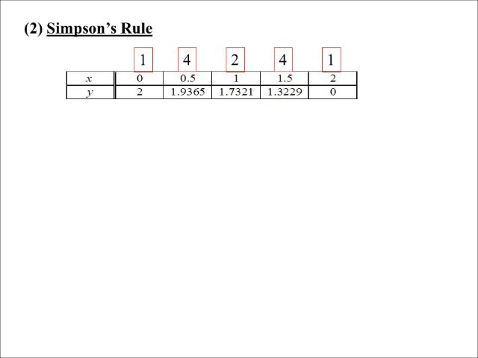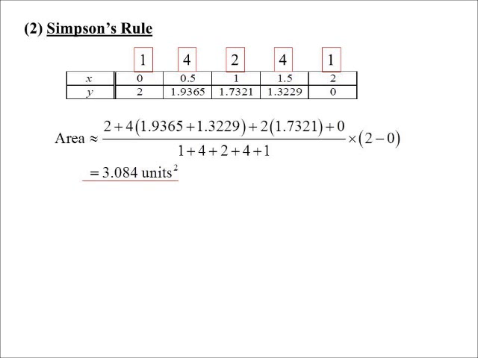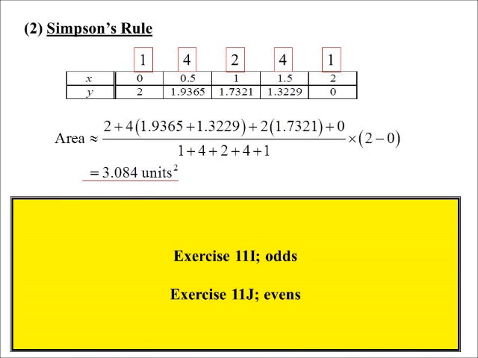So there's our table of values. So this one, on the top, I'd go 1 times the end ones, 4 times and 2 times the middle one, and on the bottom, mirror the 1, 4, 2, 4, 1, multiply it by B minus A. And it comes up with, obviously, the right answer. So 11I and J, which I assume one's on trapezoidal and one's on Simpson's, is what it is there.